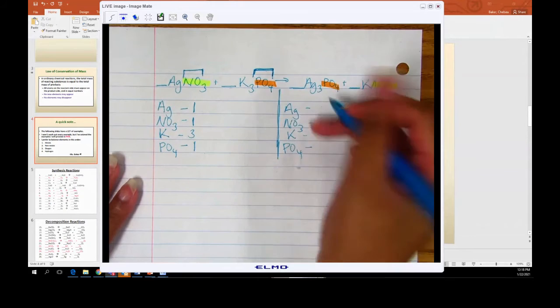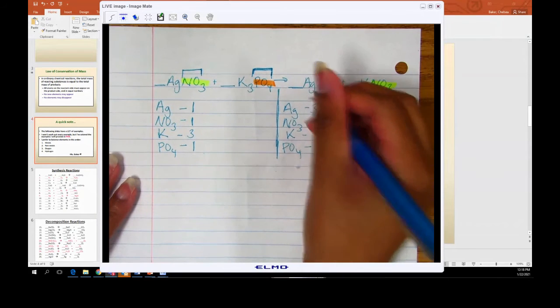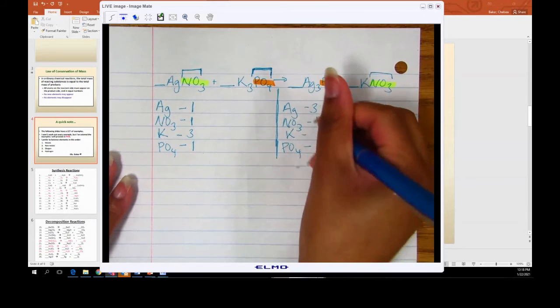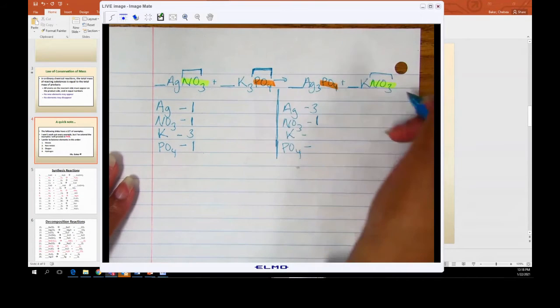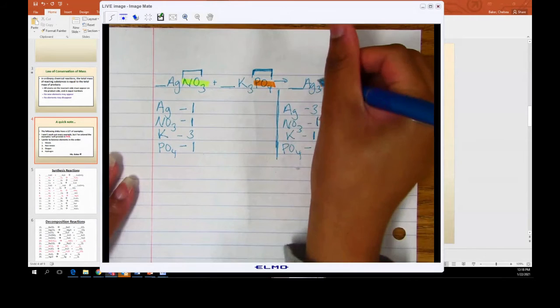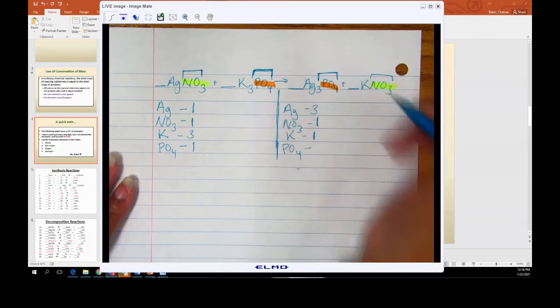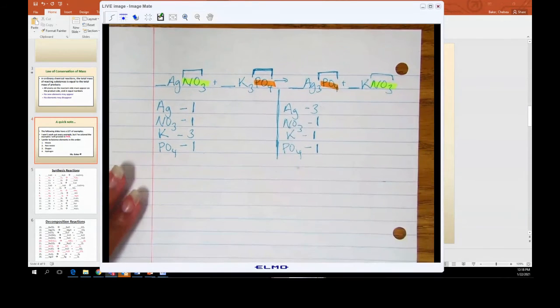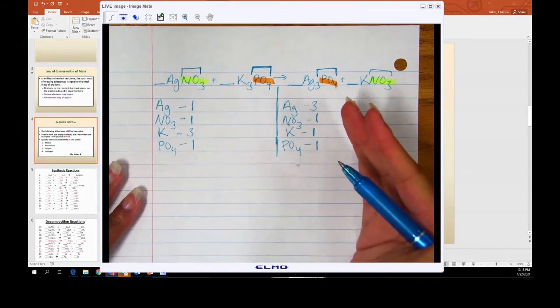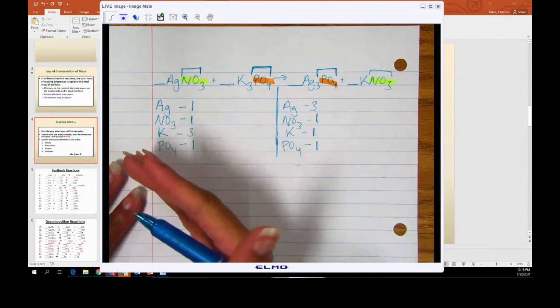Anything on the other side? So I've got 3 silvers, it's subscript. Nitrate, I've got 1 whole unit of it. Potassium, there's 1. And I've got 1 whole unit of phosphate. I prioritize my metals, then nonmetals, my oxygens, then hydrogens.